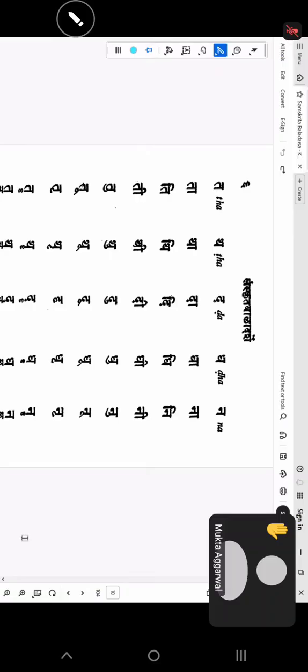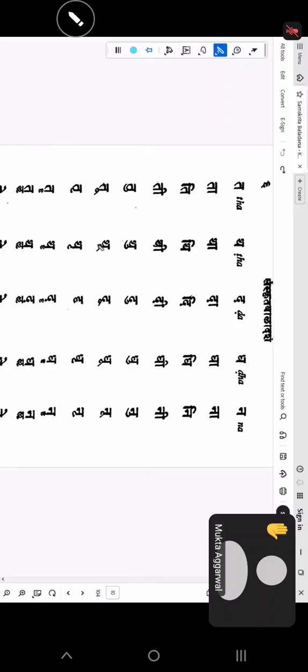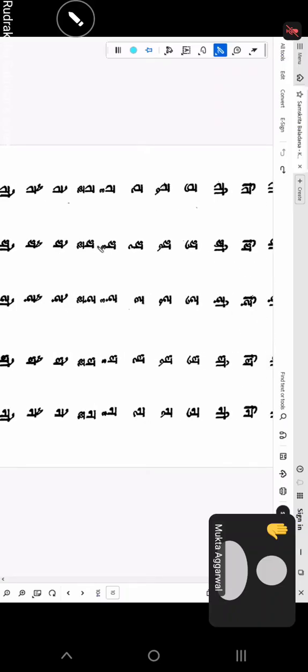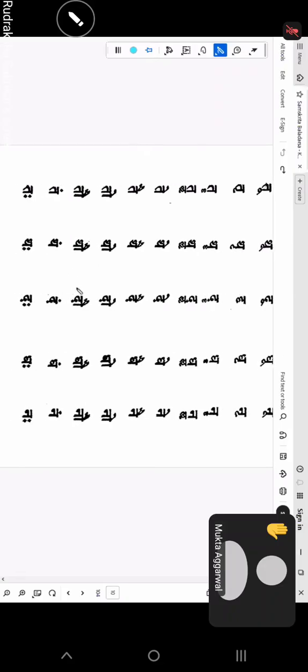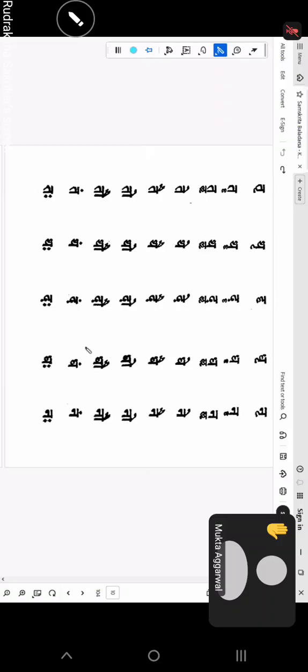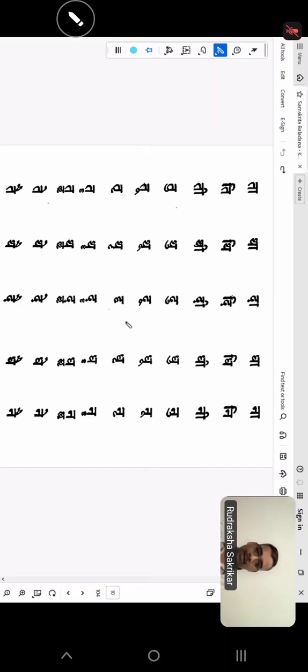T, ta, ti, ti, tu, tu, tr, tr, tr, te, tai, to, tau, tung, taha. Correct. Yes. Very nice, because you also kept in mind Rasva and Dirgha. Accordingly, you articulated. So very nice. Yes, Dhanashri ji.